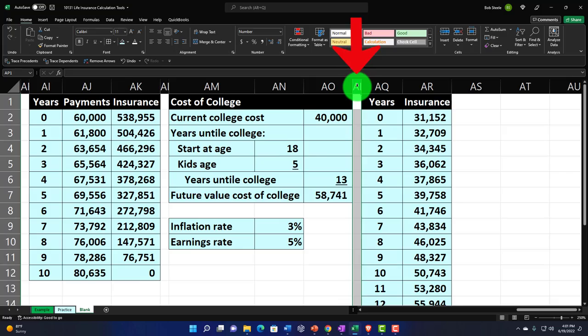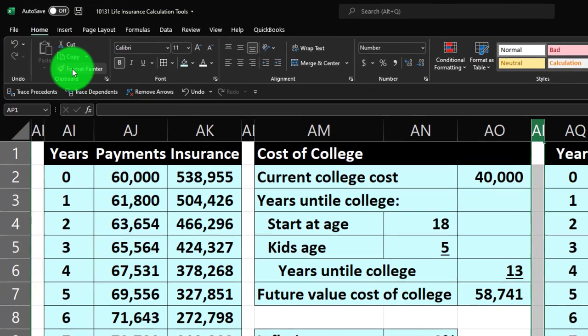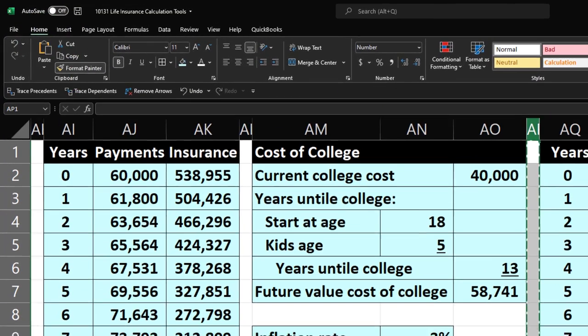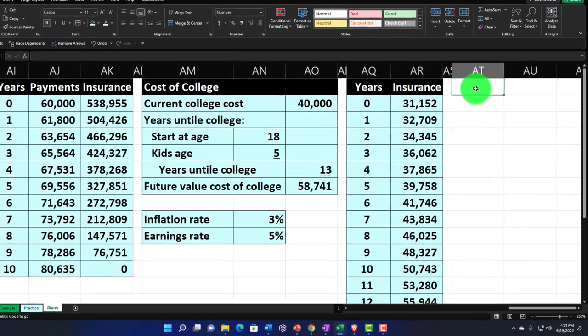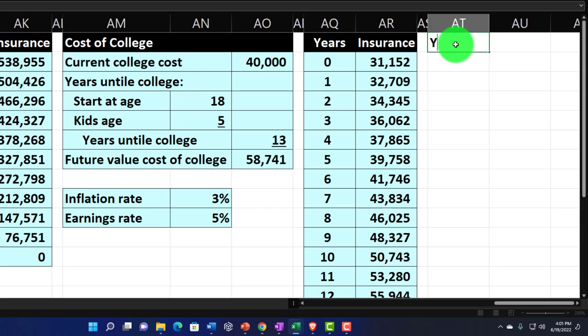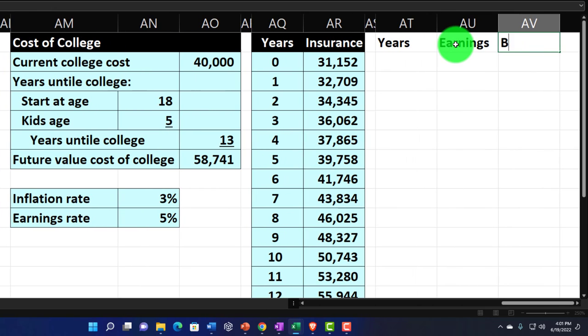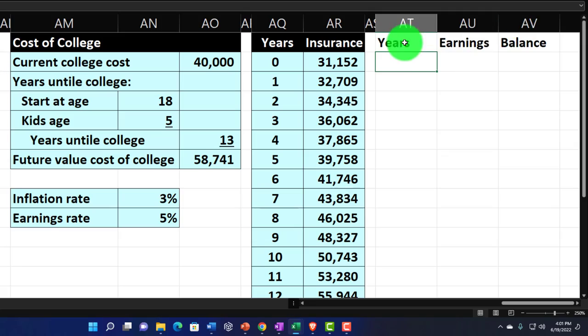I can't really see it. And then I'm going to go to the Home tab, Format Painter. Let's make it skinny. So then I'm going to say this is going to be years. We'll say earnings. And then I'm going to say the balance. Years, earnings, and then the balance. Let's make this our headers.